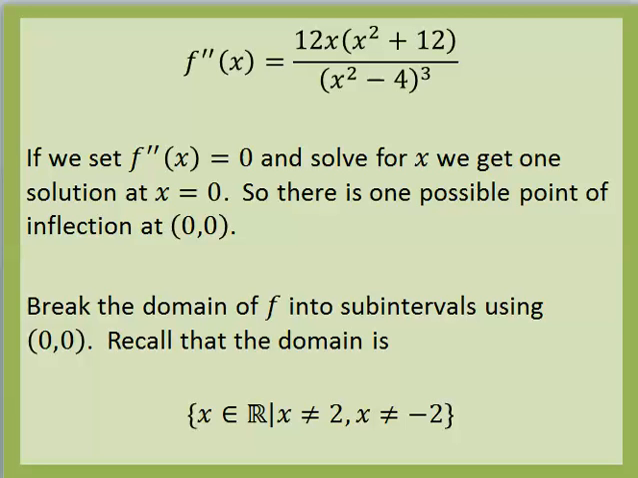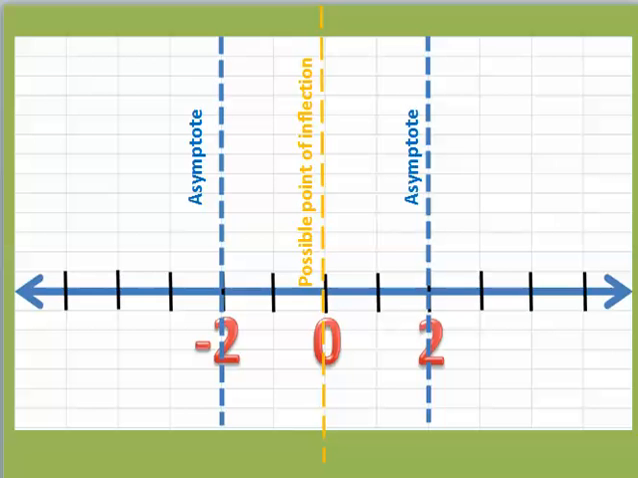Break the domain of f into subintervals using (0, 0). Recall what your domain is in order to do this. Okay, so we have a possible point of inflection at (0, 0). I keep saying (0, 0) because when x equals 0, we have already discovered that our function is equal to 0 as well.